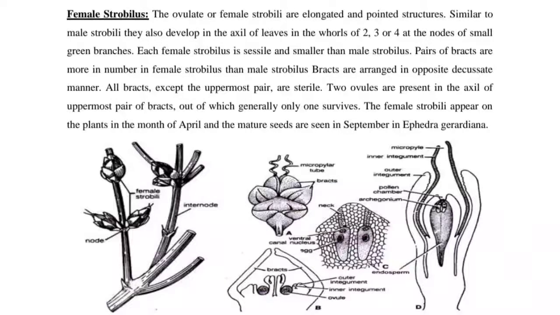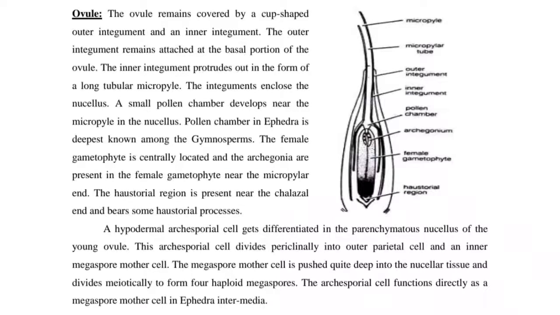Bracts are arranged in opposite decussate manner. All bracts, except the uppermost pair, are sterile. 2 ovules are present in the axil of uppermost pair of bracts, out of which generally only one survives. The female strobili appear on the plants in the month of April and the mature seeds are seen in September in Ephedra gerardiana. Ovule. The ovule remains covered by a cup-shaped outer integument and an inner integument.